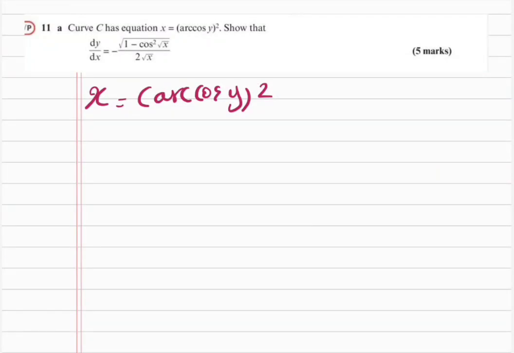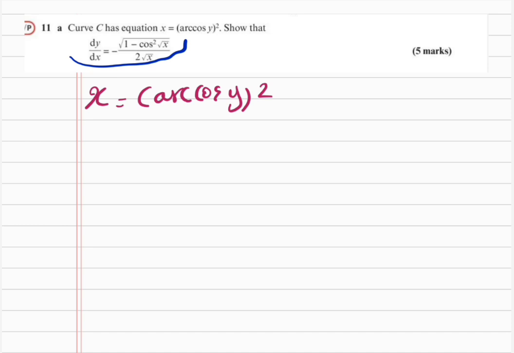Hi everyone, this video is on exercise 9F question 11. So we have the equation x is equal to (arccos y) squared, and we want to show that the derivative is equal to this.